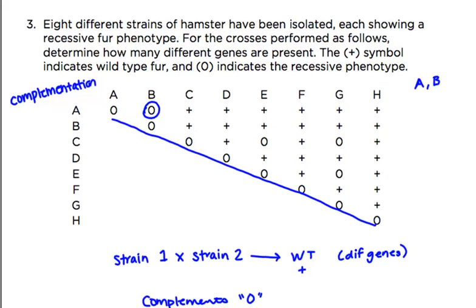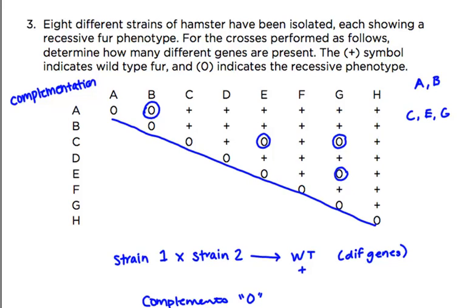So when you look down at C, you can see that obviously C complemented with itself does not give wild-type fur. But C and E do not give wild-type, and C and G do not give wild-type. So we're going to assume that C, E, and G are on the same gene. And if you want to double check that, you could see that for the E row, again it doesn't complement with G, so that makes sense.